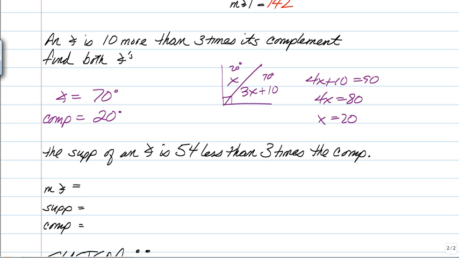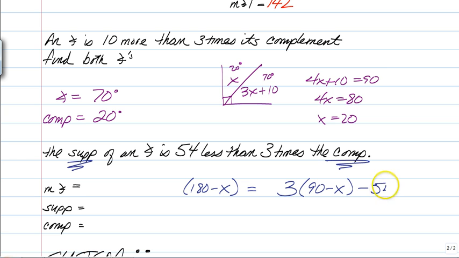This next one, a little tricky. We'll step through this one together. It says the supplement of an angle is 54 less than 3 times the complement. Whenever you have supplement and complement in the same sentence, you want to set it up like this. You want to have your 90 minus x and your 180 minus x. So the left side's the supplement side, the right side's the complement side. And it says that the supplement of an angle is 54 less than 3 times the complement. So you're multiplying the complement by 3 and subtracting 54 from it to get the supplement.